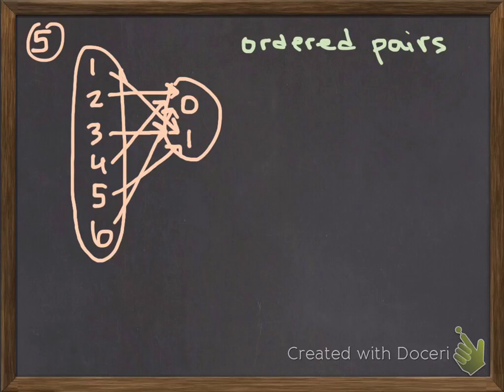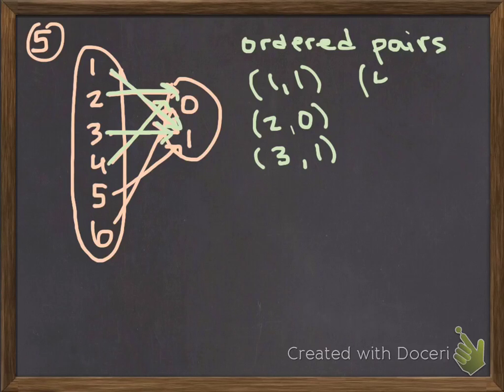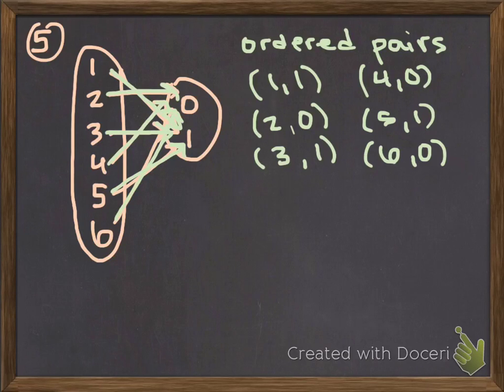Well, ordered pairs have parentheses and commas, so you just take each arrow and write them as an ordered pair. So the first one is (1, 1), (2, 0), (3, 1), (4, 0), (5, 1), and (6, 0). You have to have parentheses and commas. Okay. Part 2 of that question says, is it a function?